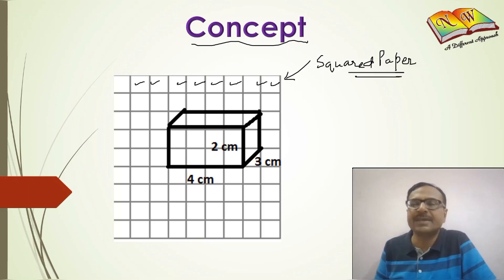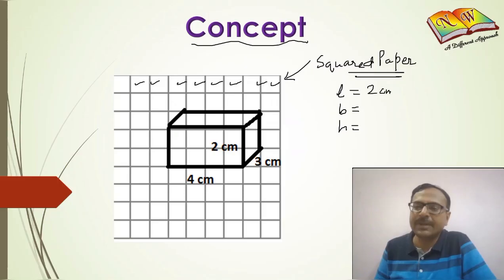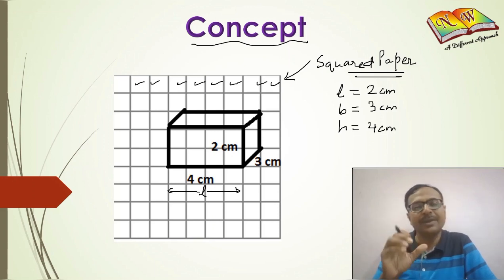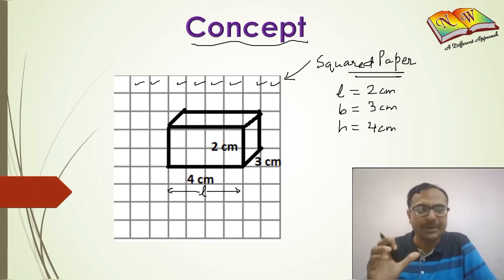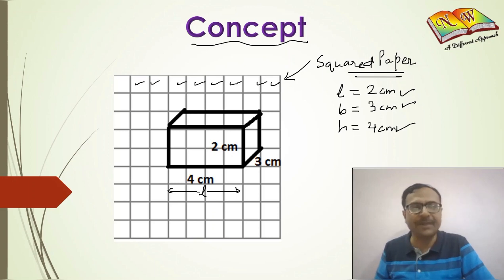To draw the oblique sketch of a cuboid, we require the dimensions of the cuboid. That means the length, the breadth and the height. In this case, the length is 2 centimeters, the breadth is 3 centimeters and the height is 4 centimeters. You can use them interchangeably because here it looks as if the length is 4, but if you rotate it, the height will look like 4 centimeters. So you can use the length, breadth and height of a cuboid interchangeably. That doesn't affect the cuboid.